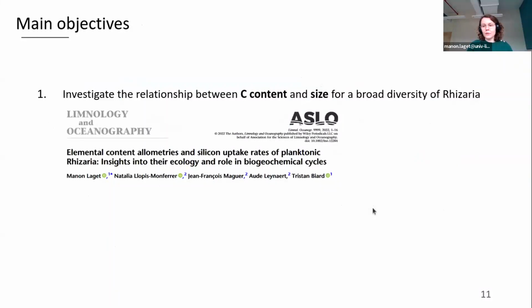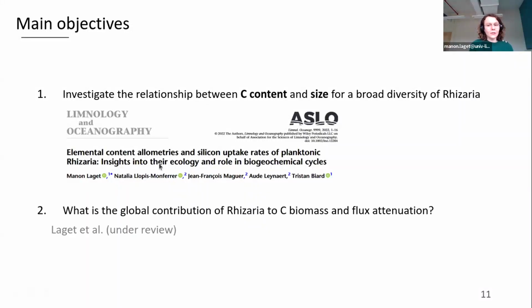So this is why, first, before moving to UVP work, the first objective of this talk is to use chemical measurements on living specimens. And with that, we investigated the relationship between carbon content and size for a broad diversity of rhizaria. So these results have been published in Limnology and Oceanography. And the second part of my presentation will be about how we used the UVP5 to estimate the global contribution of rhizaria to carbon biomass and flux attenuation.